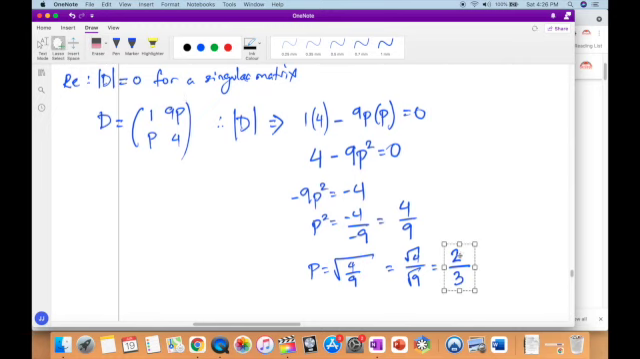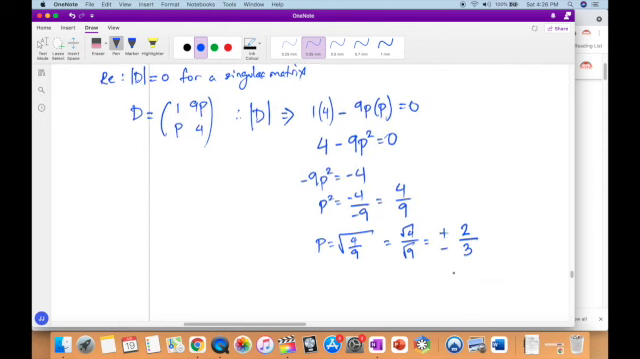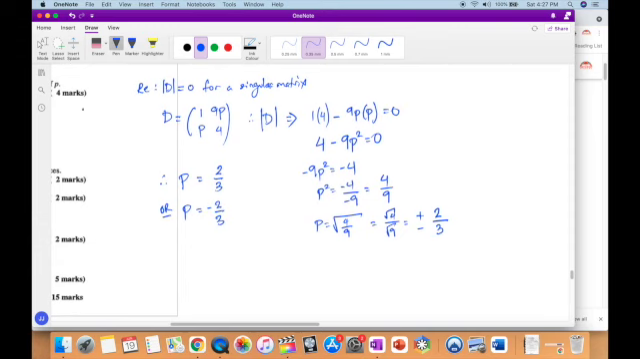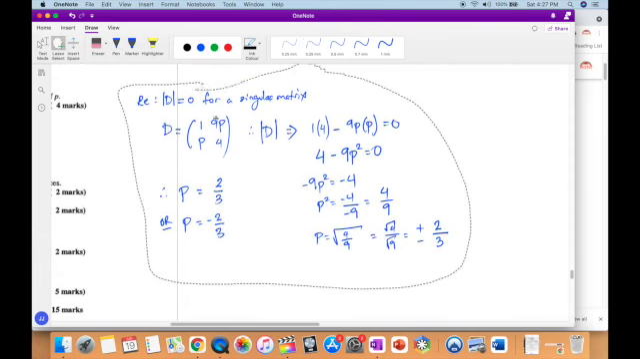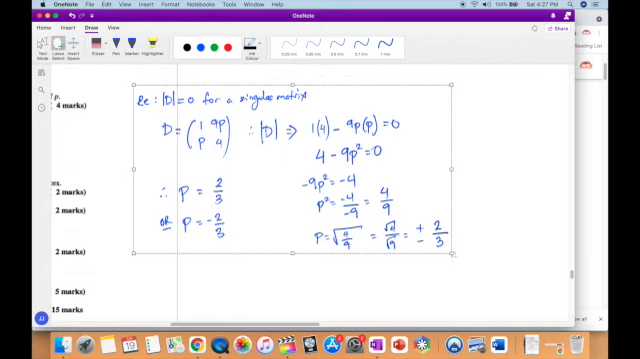Because when we're dealing with square roots, we're talking about plus or minus 2 on 3. So therefore, the values of P is plus 2 on 3, or P can also be negative 2 on 3. Everybody cool with this, Scotia? Yeah. All right, lovely.